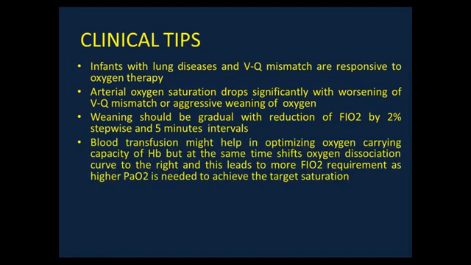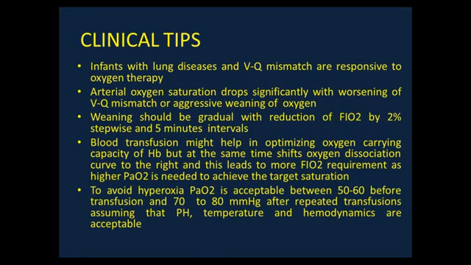Blood transfusion might help in optimizing the oxygen carrying capacity of hemoglobin, but at the same time it shifts the oxygen dissociation curve to the right, and this might lead to more FiO2 requirement, as a higher partial pressure of oxygen is needed to achieve the target saturation, as we explained on the graph. To avoid hyperoxia, partial pressure of oxygen is acceptable between 50 to 60 mmHg before transfusion, or 70 to 80 mmHg after repeated transfusions.